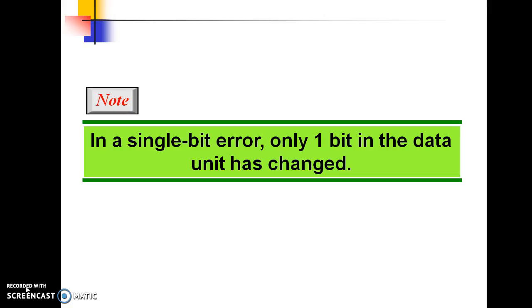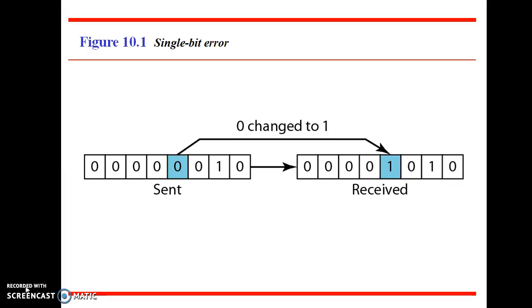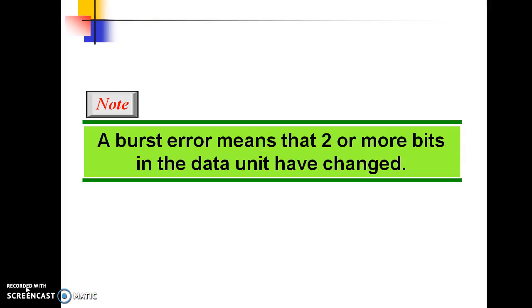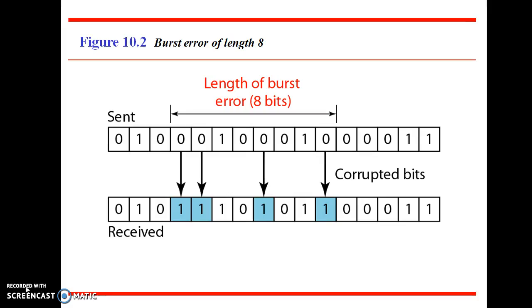We have two types of errors. That is a single bit error, where only one bit in the data unit has been changed. As you can see in the diagram, the 0 bit is being changed to 1. The second type of error is burst error. Here it means that two or more bits in the data unit have been changed. As you can see in this, 4 bits have been changed from 0 to 1, or it may be from 1 to 0. But for our example, we are considering a length of burst errors as 8 bits.